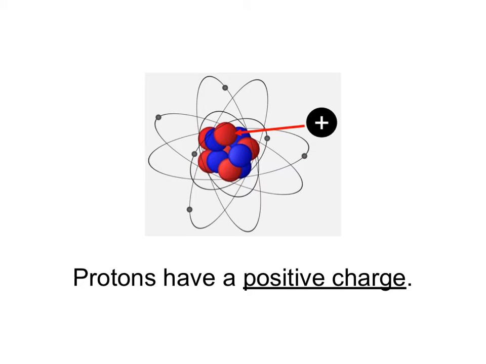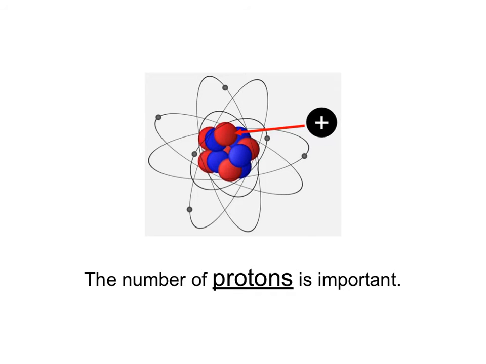Protons have a positive charge. So when you think of protons, it starts with a P, and so does positive. That's a really good way to remember. The number of protons is really important. Why, you might ask? Well, the number of protons will tell us which element on the periodic table we are referring to. So, for example, carbon always has 6 protons. If something has 6 protons, it has to be carbon.